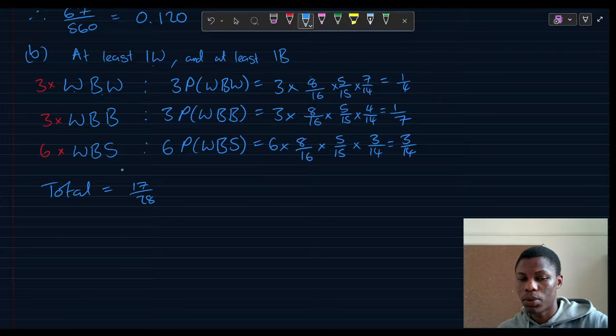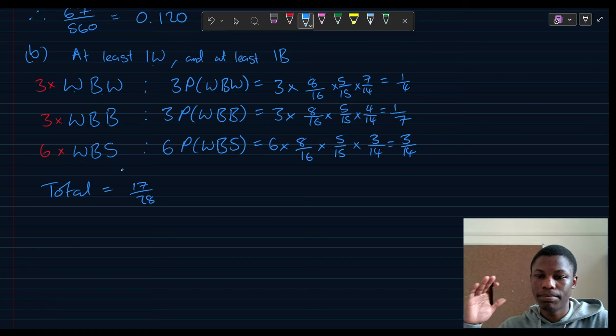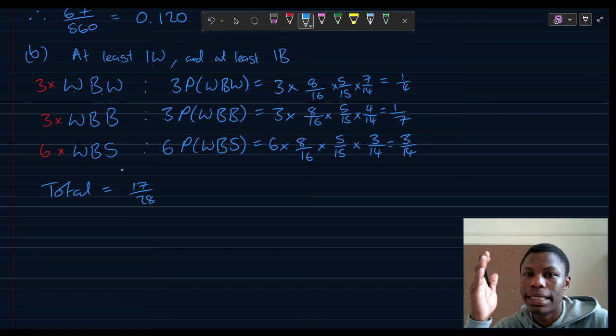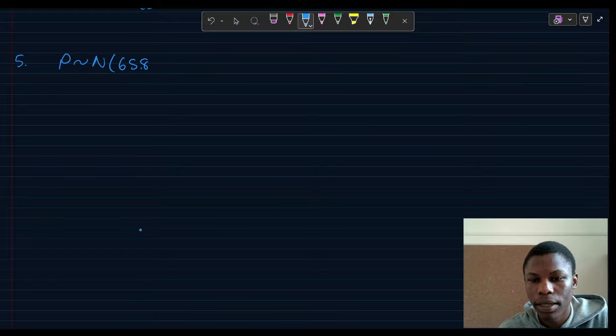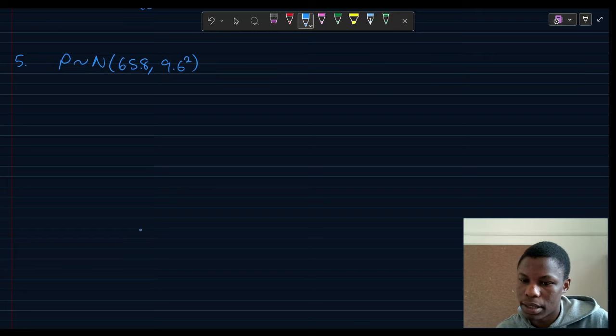That's the probability of having or picking at least one white and at least one car in the selection of 3 cars. Number 5. The mass of peaches sold per day in a supermarket is normally distributed with mean 65.8 kgs and standard deviation 9.6 kgs. So the variance is 9.6 squared.